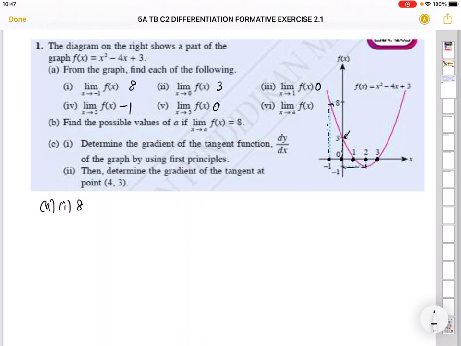And lastly, when x approaches 4, the problem is I don't have 4 here, but you can see that the graph is actually symmetrical at 2. This is a quadratic function, symmetrical at 2. So from 2 to 4, you actually move 2 units. If you move over here, it's also 2 units, right? So you can see 4 is actually at the level of 3. Your y value or your f(x) value is supposed to be 3.